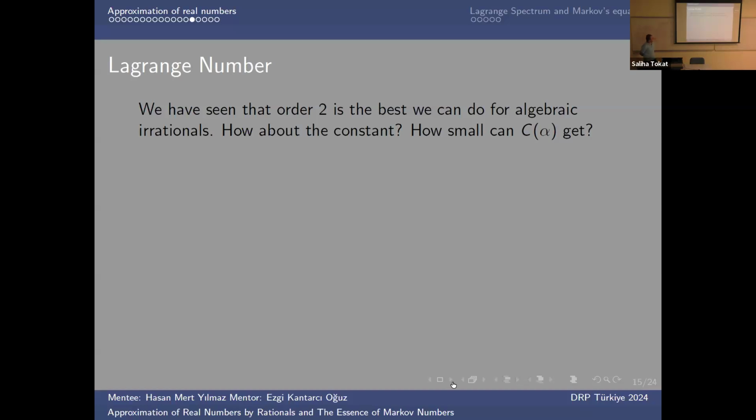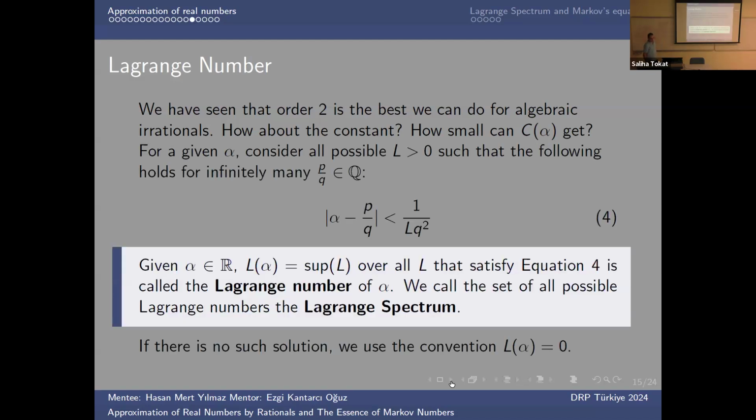Now we can't improve the order 2. What about the bound 1 as a denominator? How about the constants? For a given alpha, consider the possible L such that the inequality holds. The same inequality as in the definition of approximated to order 2, but there is a constant L.